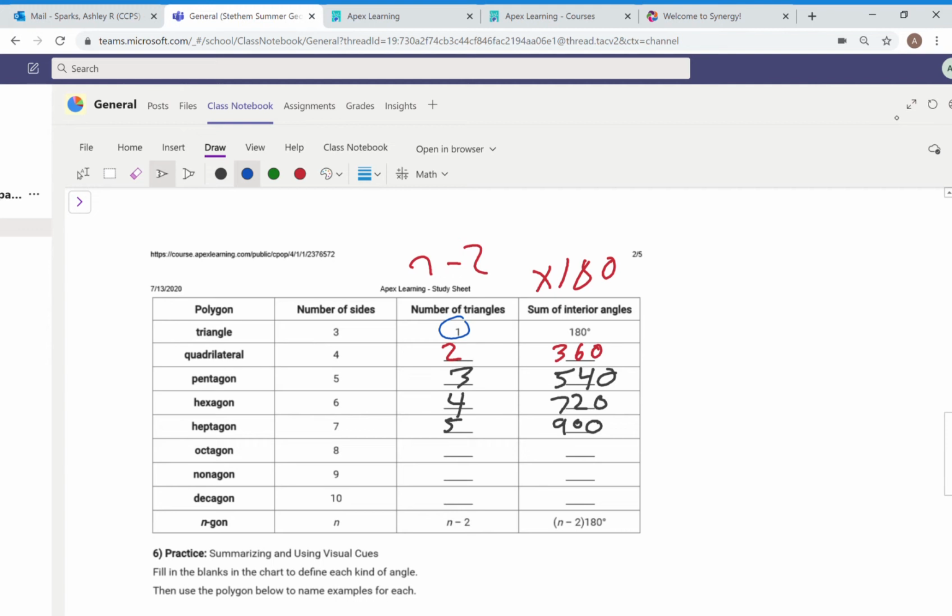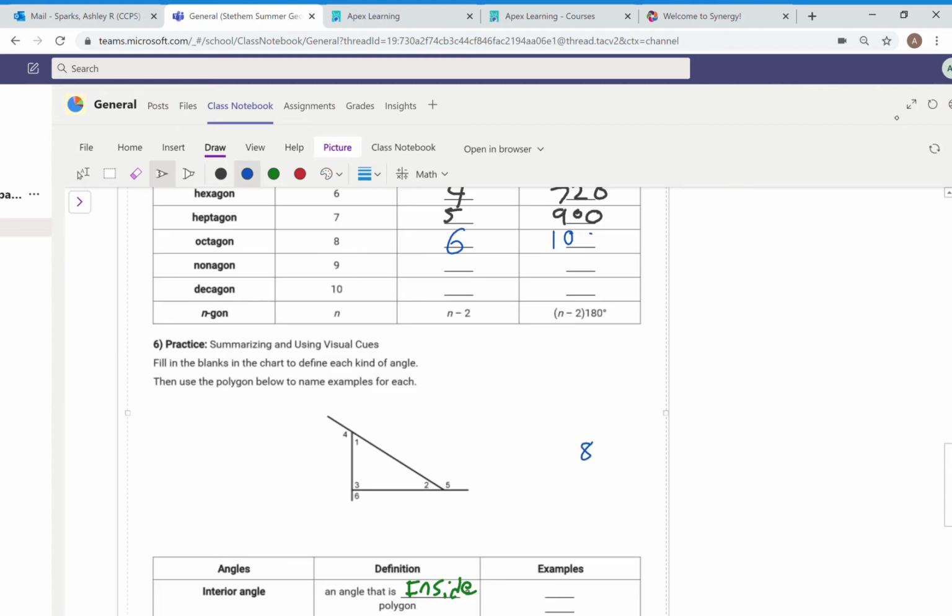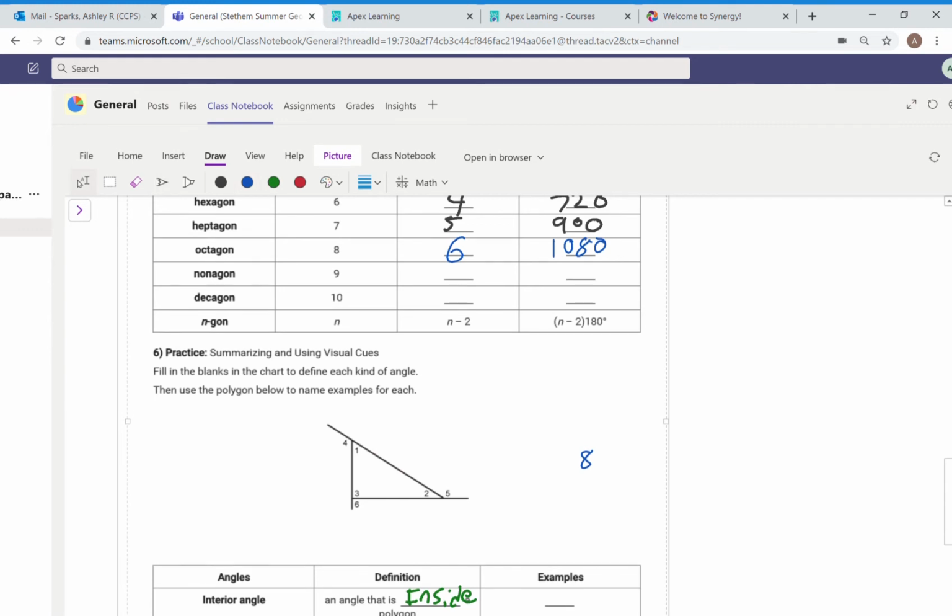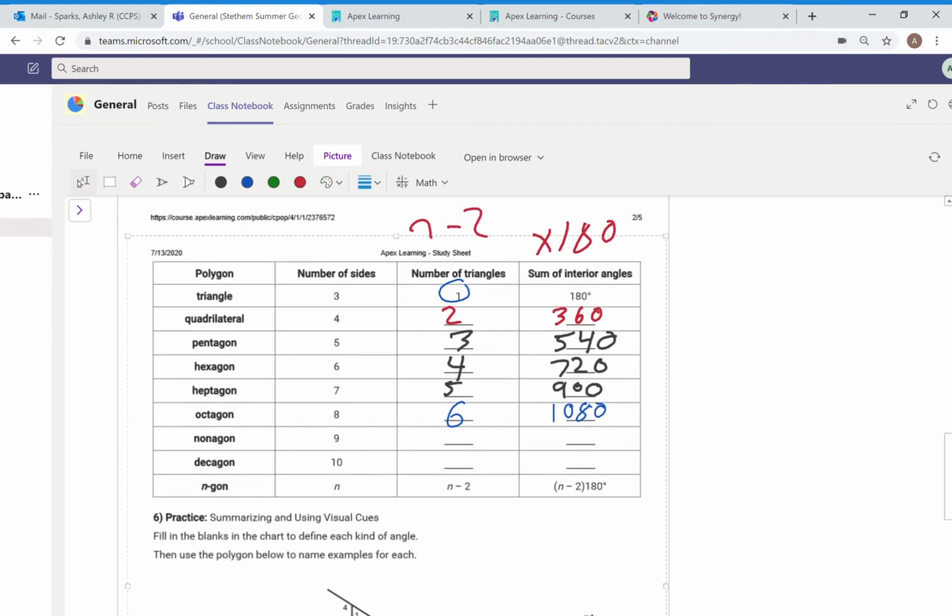I know an octagon has 8 sides. If I subtract 2, I get 6. And 6 times 180 is 1,080. Okay? If I do 9, 9 minus 2 is 7. And 7 times 180 will give me 1,260. And if I do a decagon, that would be 10.